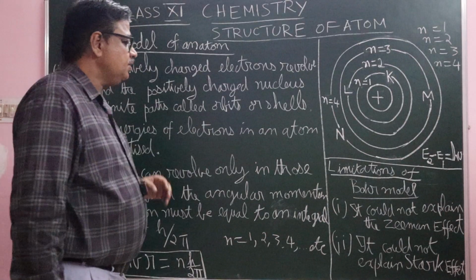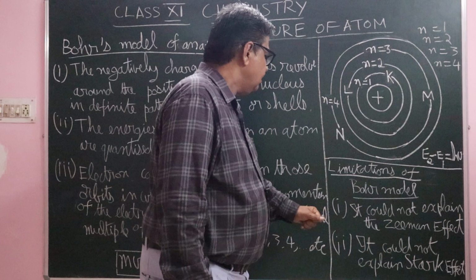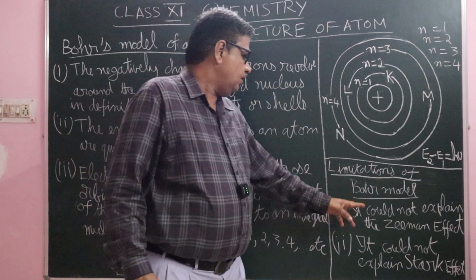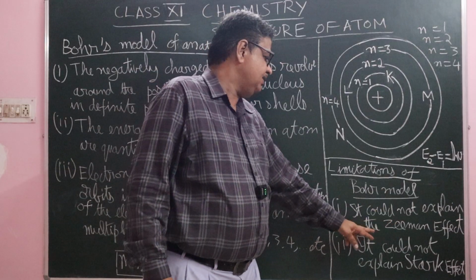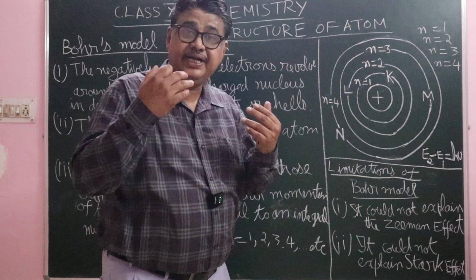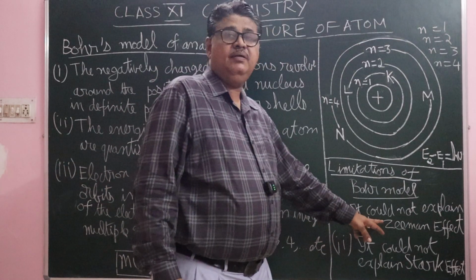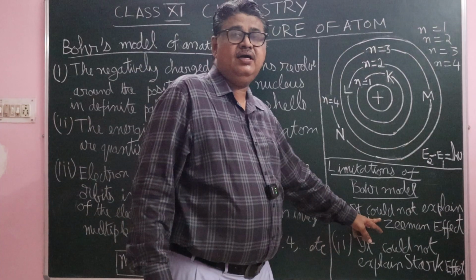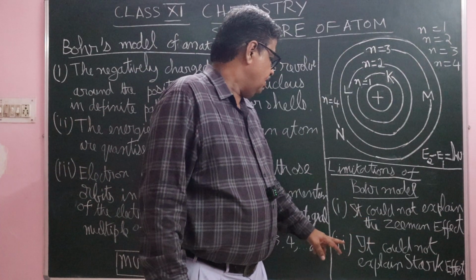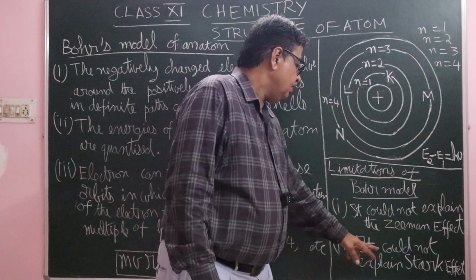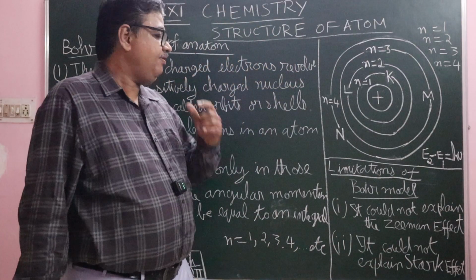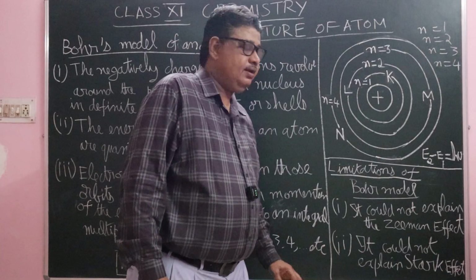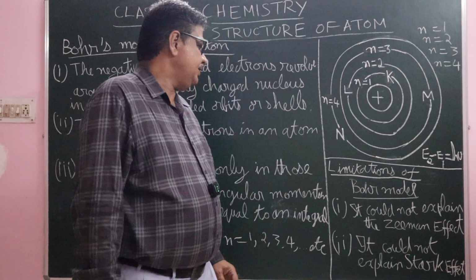Then, limitations of Bohr's model. What are the limitations? It could not explain the Zeeman effect, that is, the effect of magnetic field on the spectra, and it could not explain the Stark effect, that is, the effect of electric field on the atomic spectra, right? These are the two limitations of Bohr's model.